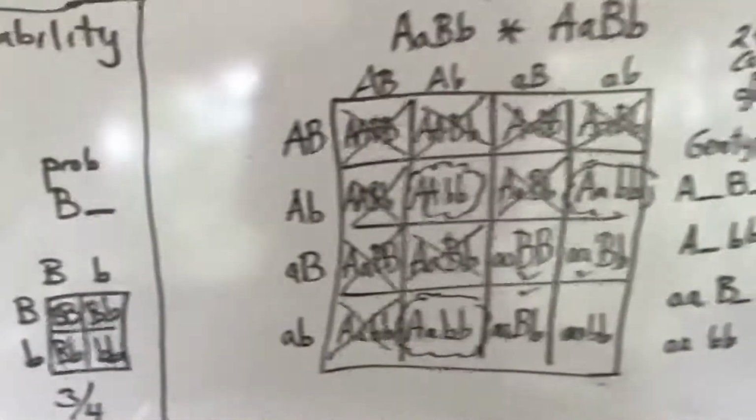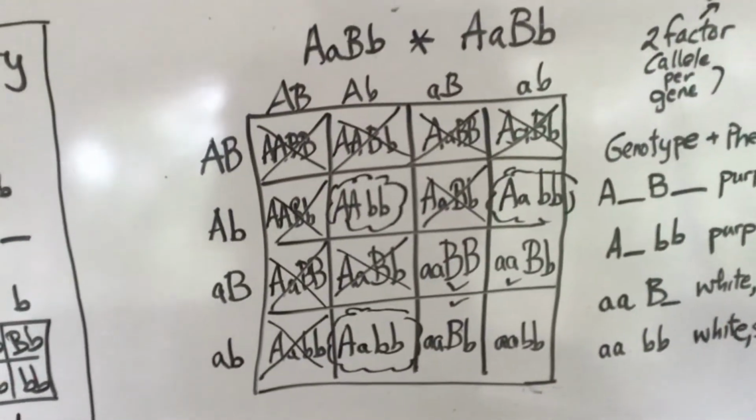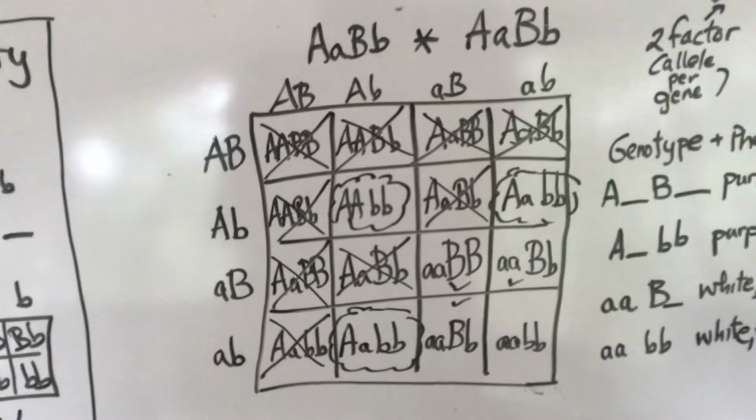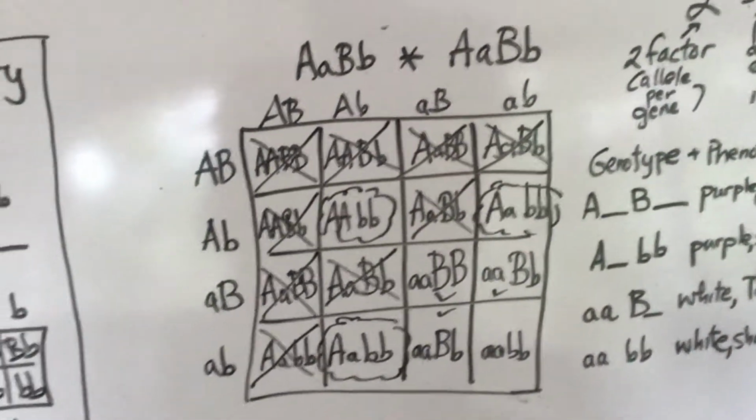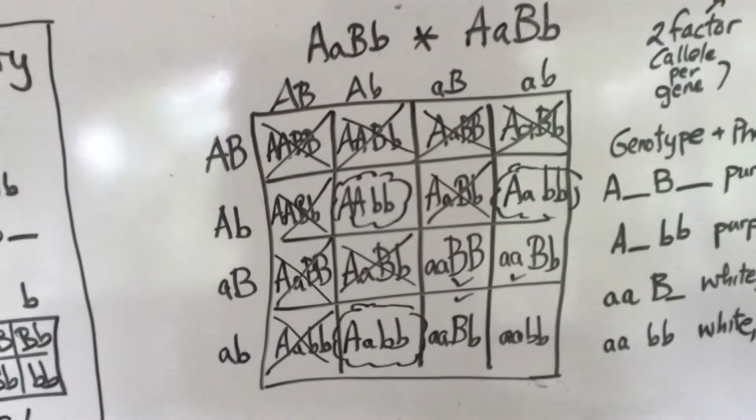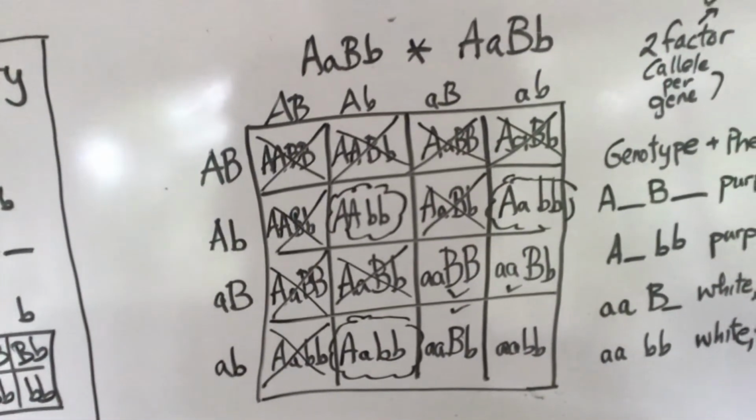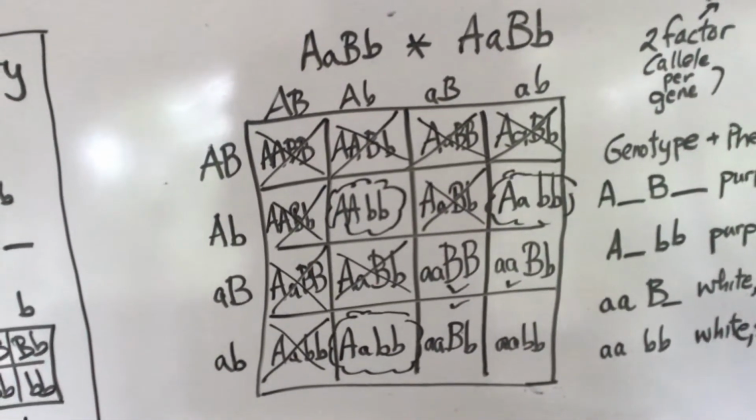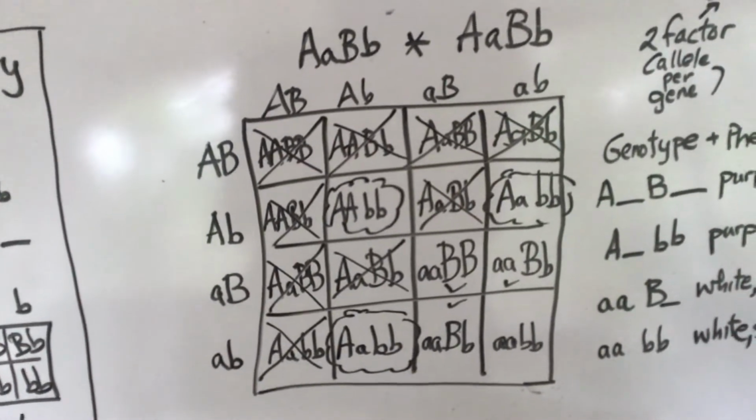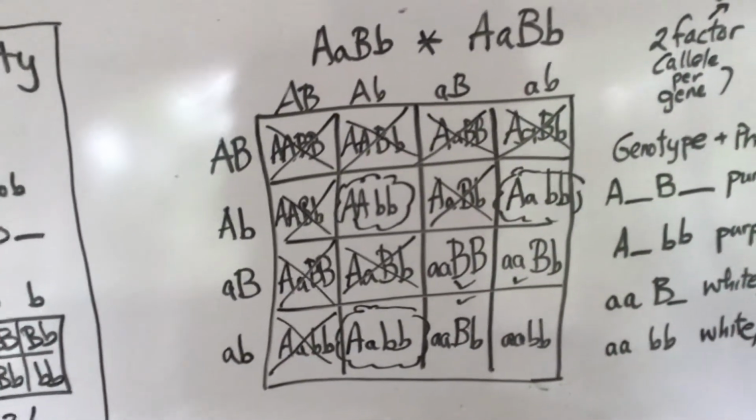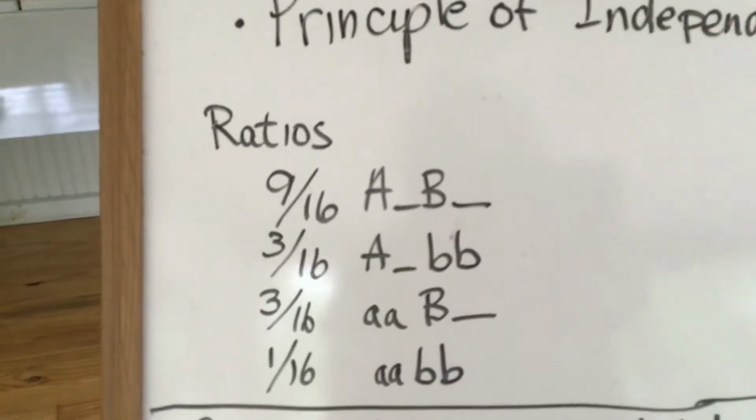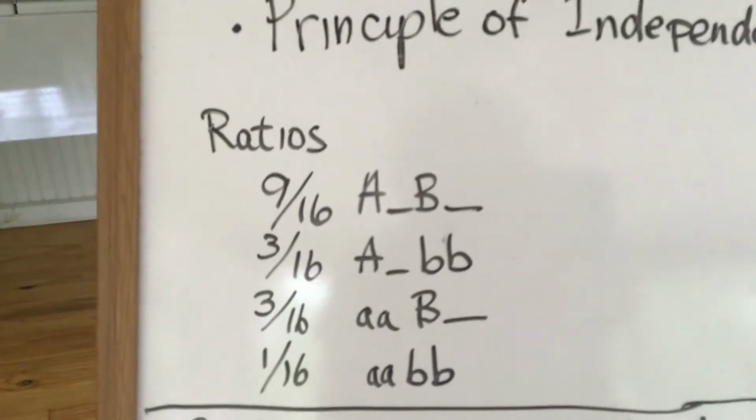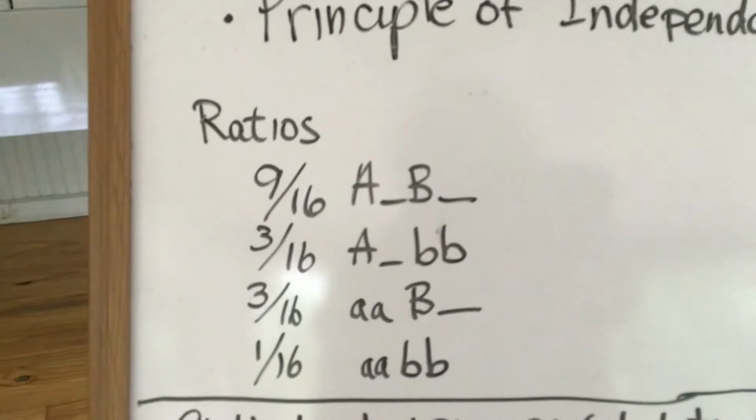Also, you can see from the little clouds, I have 3/16 of the capital A little b something, that is, purple short. Then I have 3 that are checked, little a, capital B something, that would be white tall, and then the last one would be white short. So here I have it written over here what you should have counted. Take a second and make sure that you can see that in your Punnett square that you drew out.